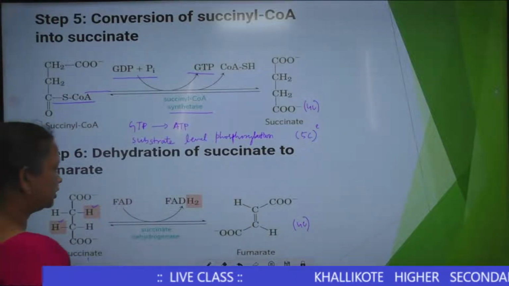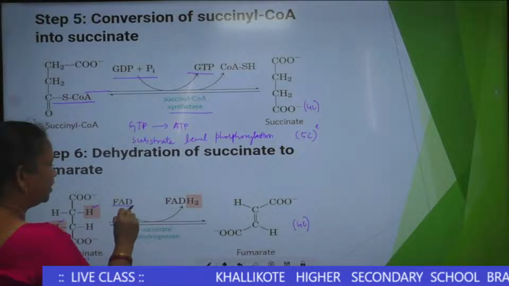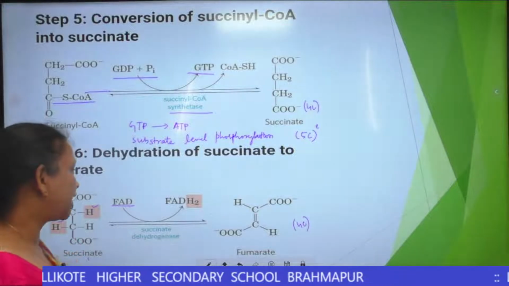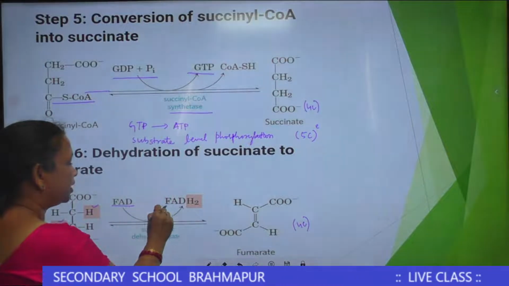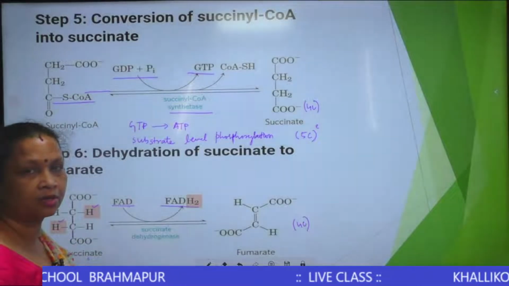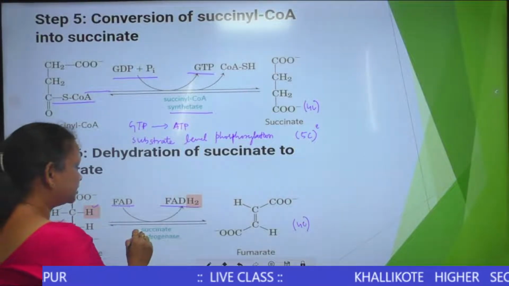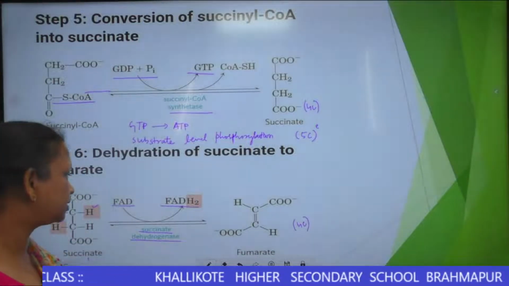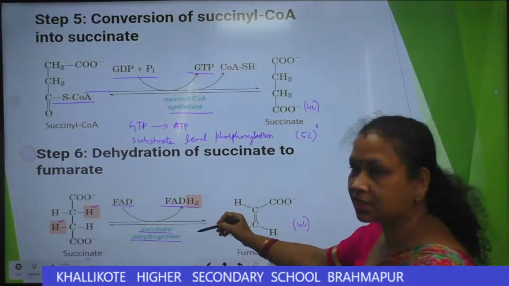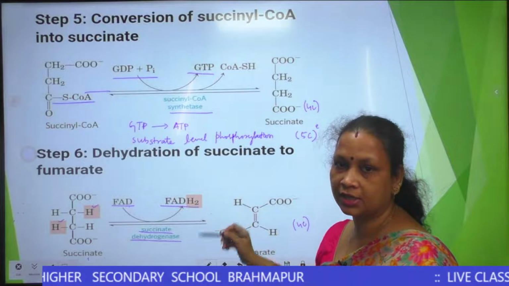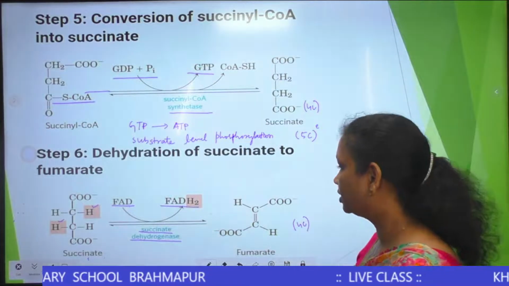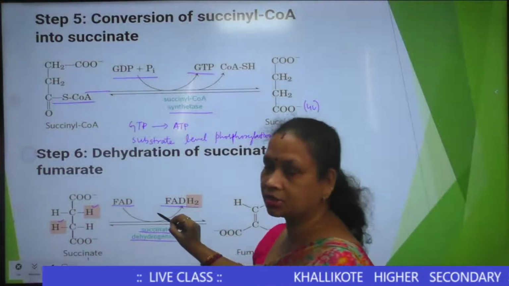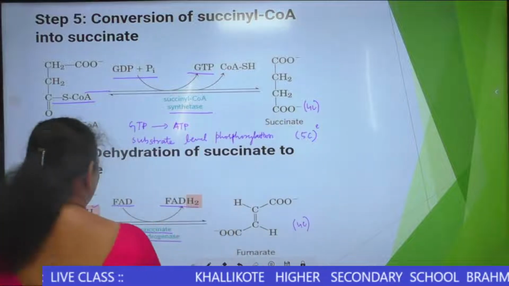The two hydrogen are accepted by the FAD molecule which is flavin adenine dinucleotide. So, flavin adenine dinucleotide becomes reduced by accepting a pair of hydrogen. The enzyme that is required here is succinate dehydrogenase. This enzyme is also present later on in the electron transport system that we can see. So, this is the fumarate molecule that is formed when hydrogen is removed from the molecule of succinate.